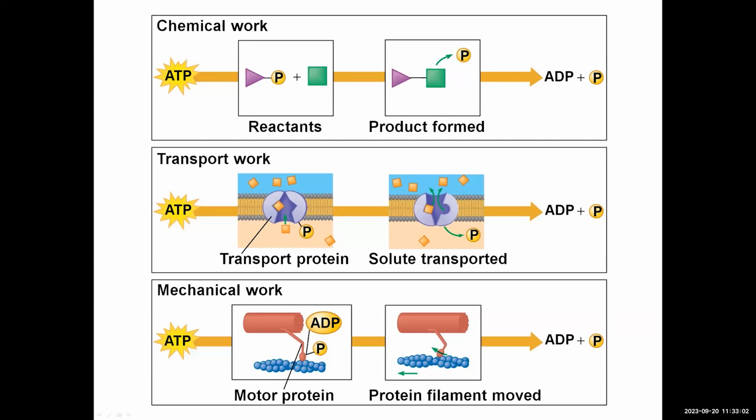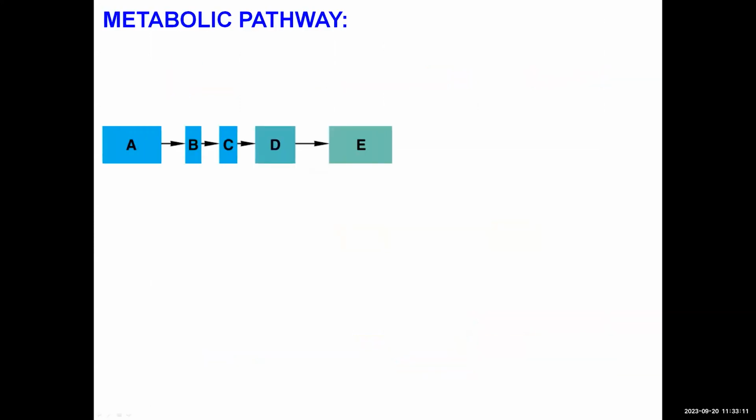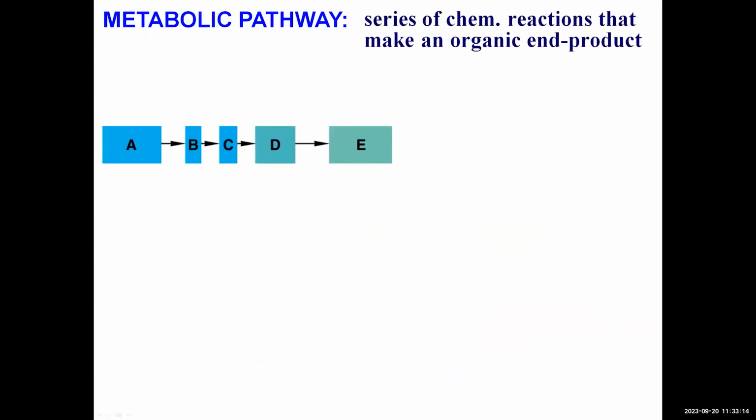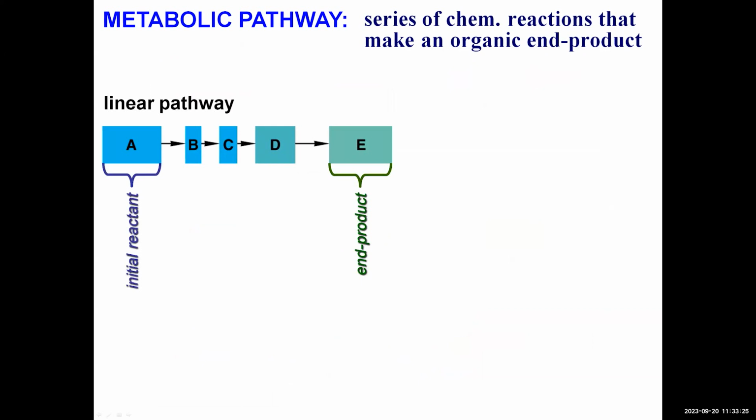The process of generating ATP is metabolism, and it requires things called metabolic pathways. Metabolic pathways are a series of chemical reactions that make an organic end product. There are two major types of metabolic pathways: linear pathways, where we go from our initial reactants to our final end products with some intermediates. In a linear pathway, there is no going back. We don't need to regenerate anything.